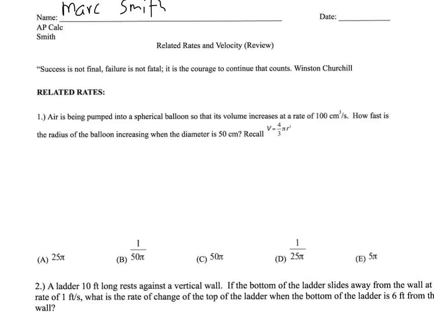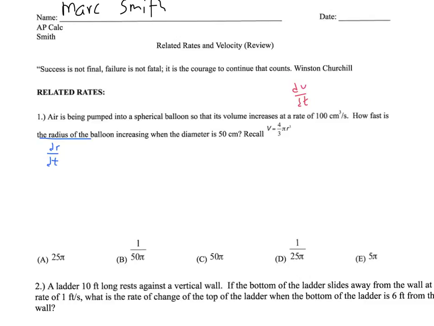So when I read this, I see that air is being pumped into a spherical balloon so that its volume increases at a rate. So this is dV/dt. And we want to know how fast is the radius of the balloon increasing. So this is going to be dr/dt.